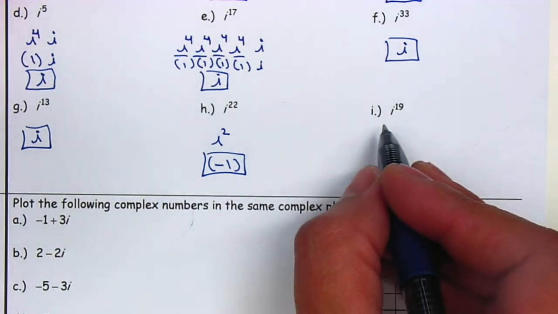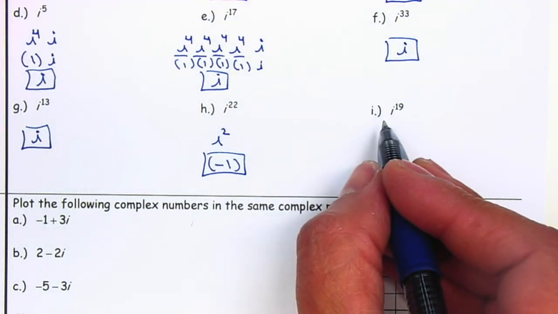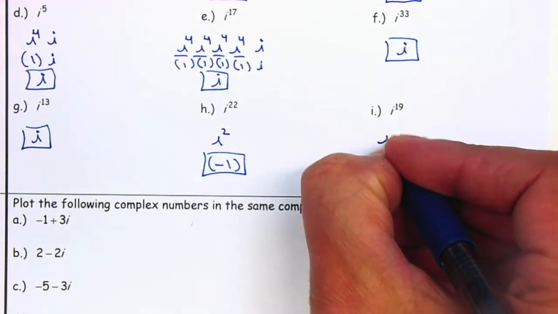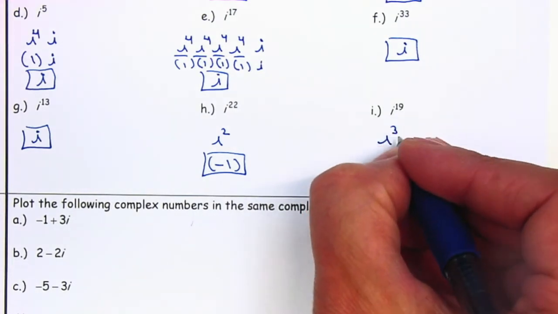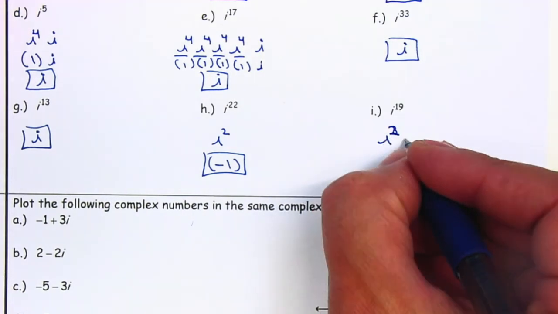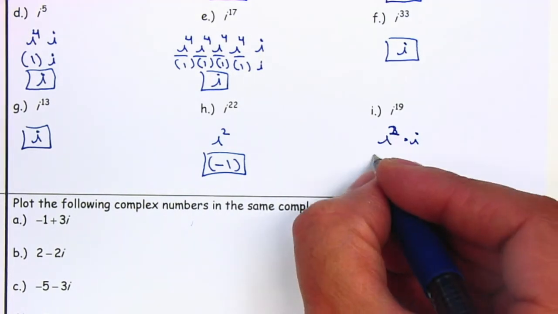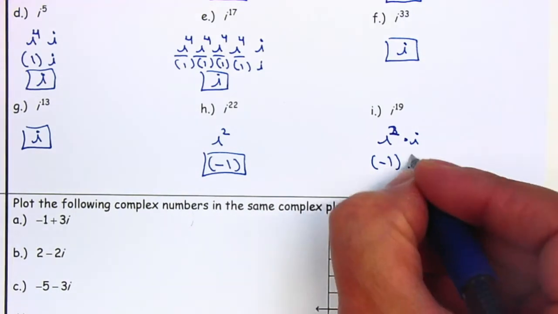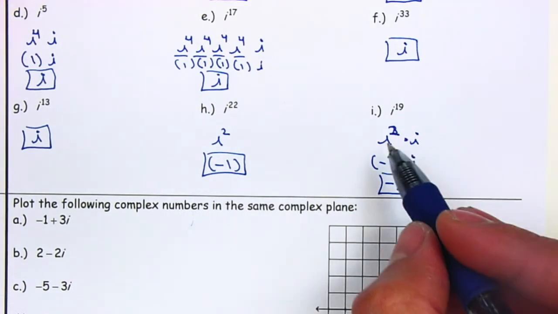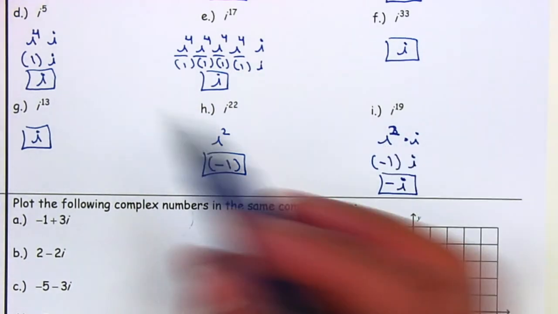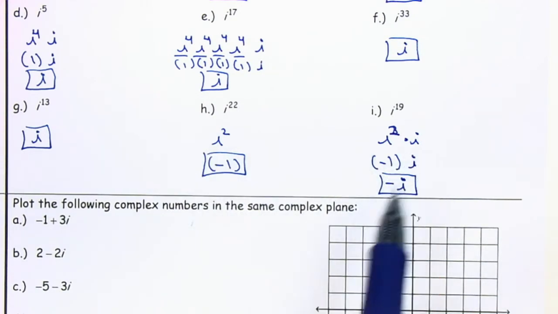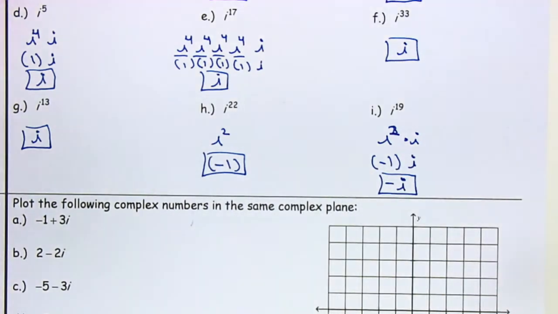Letter I. How many i to the 4ths are in here? 4. How many are left? 3. 4 times 4 is 16, plus 3 will give me 19. So I want to write it down not as i to the third, but as i squared times i. I know that i squared is negative 1, and then we have an i. Negative 1 times i is negative i. And be careful, don't write down i to the thirds. You can write down i to the fourths, i squared, and then if you have 1 left over, it's fine. Your answer is going to be an i.